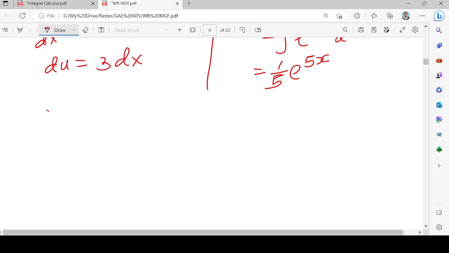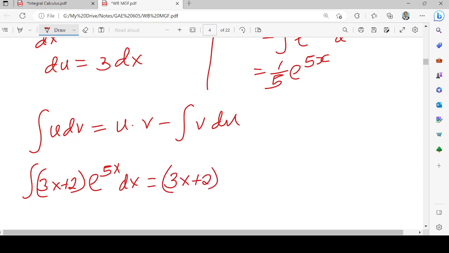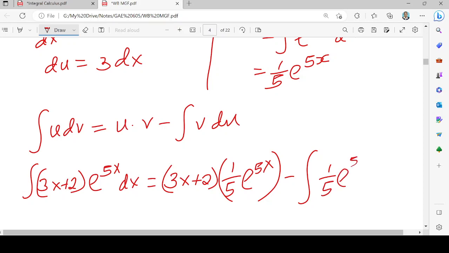And now we have the formula. The integral of u dv is equal to u times v minus the integral of v du. So we have the integral of 3x plus 2 e raised to power 5x dx becoming u times v. u is 3x plus 2, and v is 1 over 5 e raised to power 5x. Then minus the integral of v, which is 1 over 5 e raised to power 5x, times du, which is 3 dx.